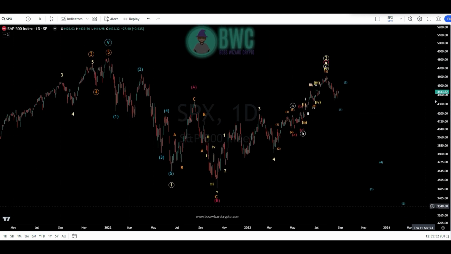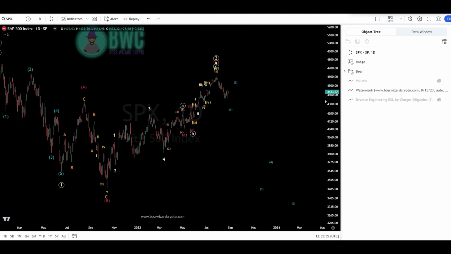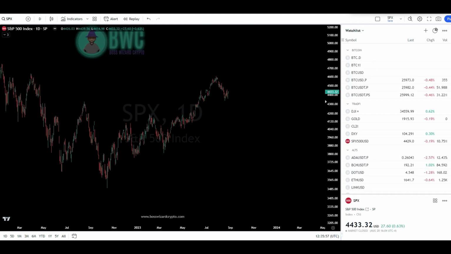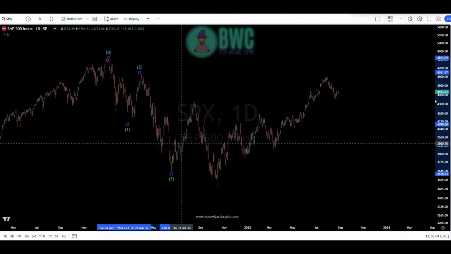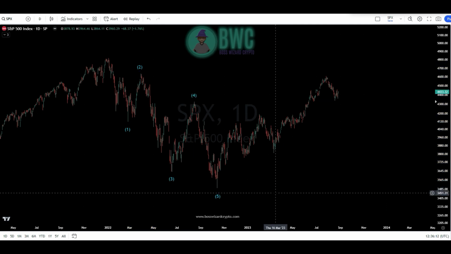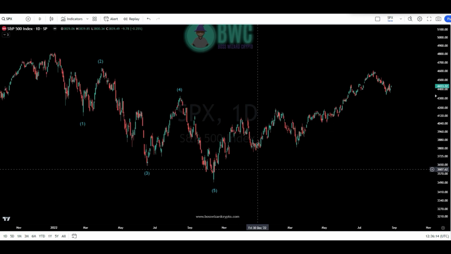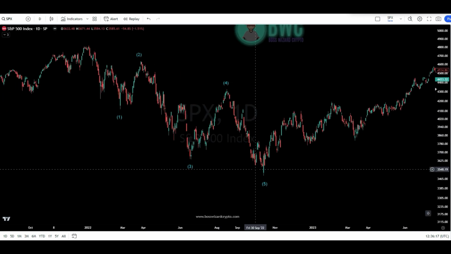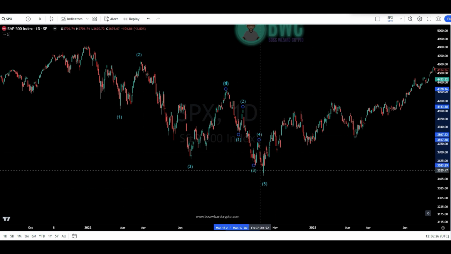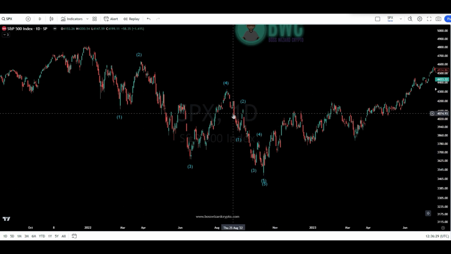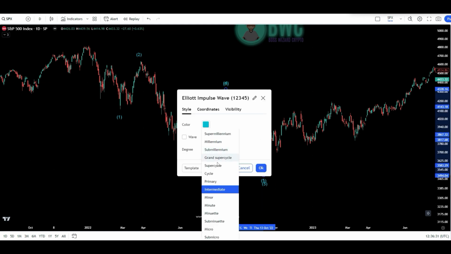Now the alternate way to count this. I'm going to go ahead and close that. The alternate way to count this would be in an expanding diagonal, where you would go 1, 2, 3, 4, 5. And here's where we're going to talk about this as a zigzag and not an impulse, because some people could say 1, 2, 3, 4, 5 within, don't mind the degree. You can drop down the degree, whatever you want.